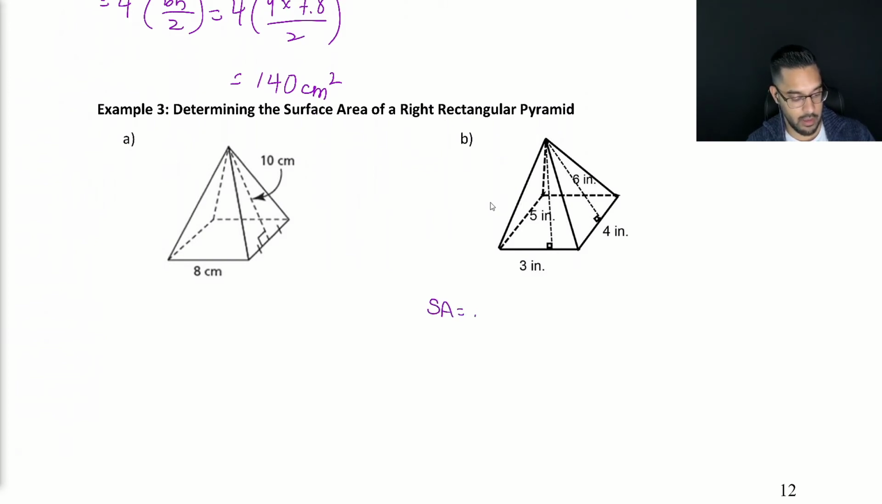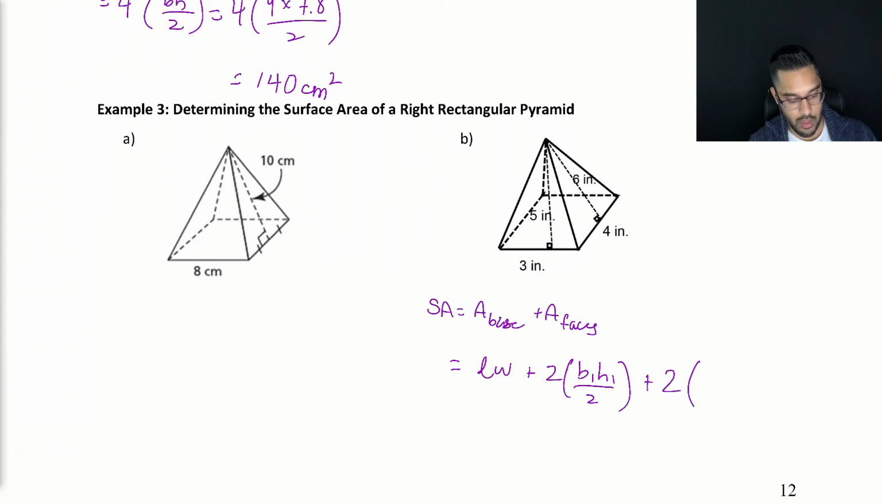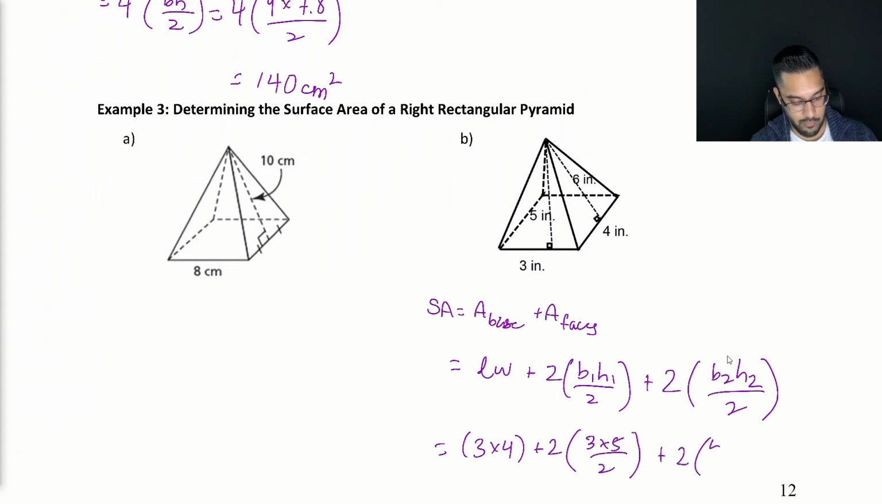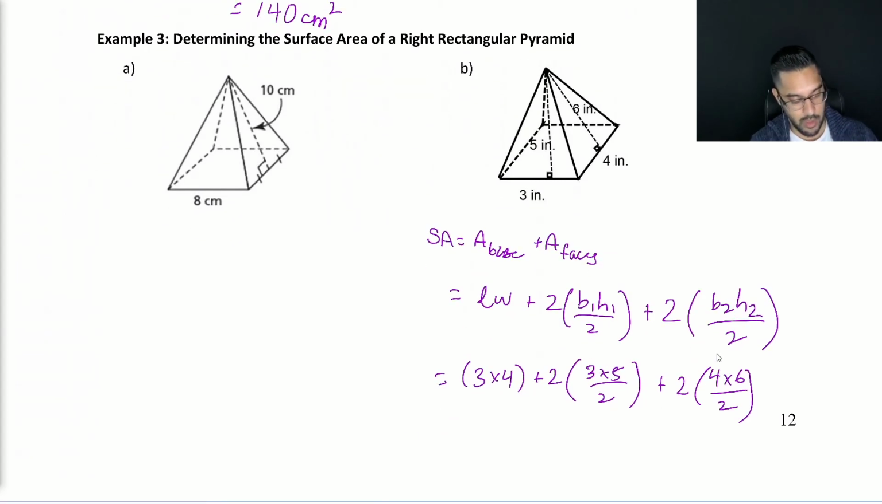So the surface area here is the area of the base, plus the area of all those lateral faces, all those triangles. So the base is going to be length times width, plus 2 triangles, so base 1 times height 1 over 2, plus 2, base 2 times height 2 over 2, just to account for the differing dimensions. So if we plug in everything, we're going to have 3 times 4 for the base, plus 2 times 3 by 5 for this one, and then 2 times 4 by 6 for the second one. And if you plug all of that in and get an actual number for it, we end up with 51 inches squared.